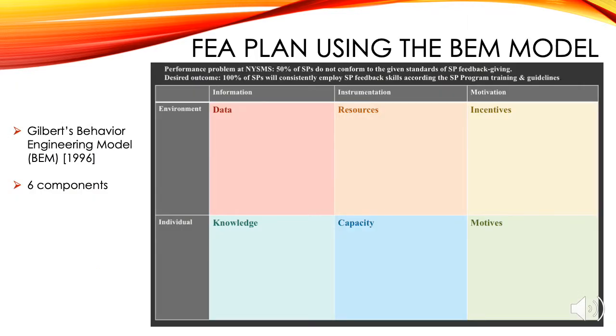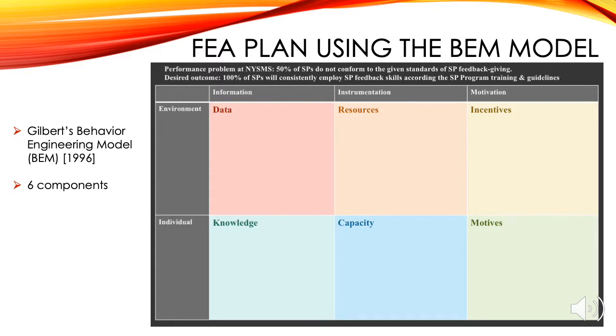Thomas Gilbert's 1996 Behavior Engineering Model, or BEM, is a good fit to help identify our SP feedback performance problem. Six components are grouped into two groups of environmental supports and the individual performer's repertoire of behavior, and then further grouped by information, instrumentation, and motivation.